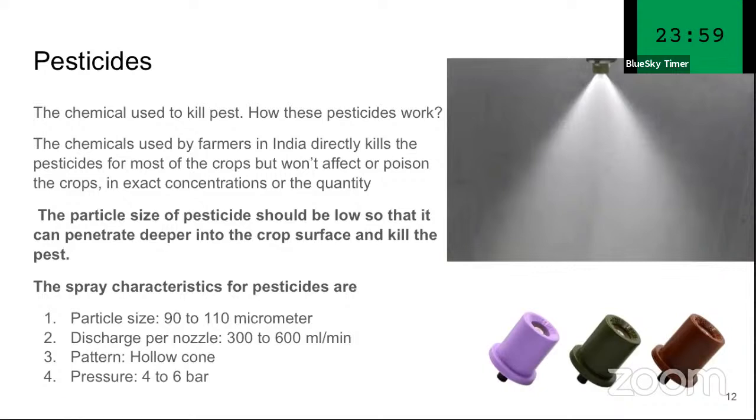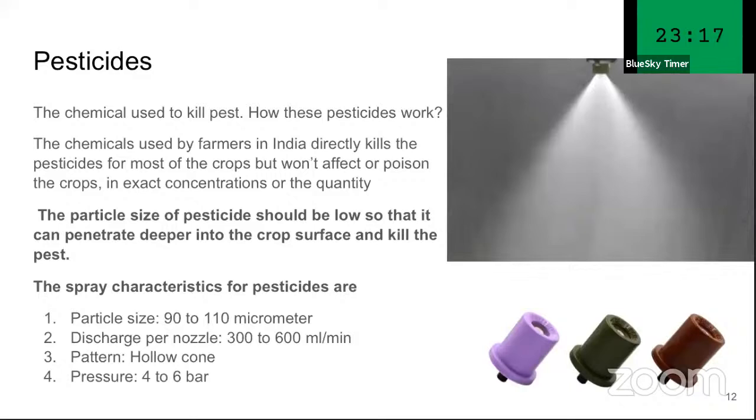So the spray characteristics for these pesticides are particle size, as we mentioned, which is approximately between 90 to 110 microns, let's say around about 100 microns. The discharge per nozzle should be of the order of 300 to 600 milliliters per minute. What we are now looking at is fairly small, low volume spraying when compared to what is manually done. And we will go through these comparisons. What we will find is that there is about an 80% reduction in the amount of pesticide that we use per acre when we do drone farming, compared to manual spraying where you have a significant amount of dilution of the pesticide with water.